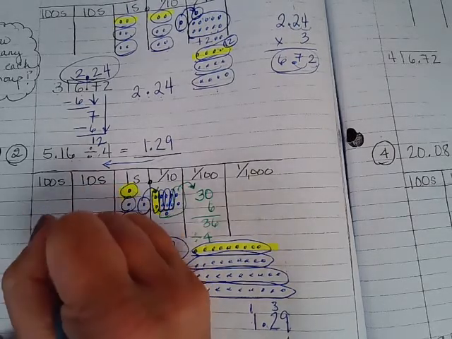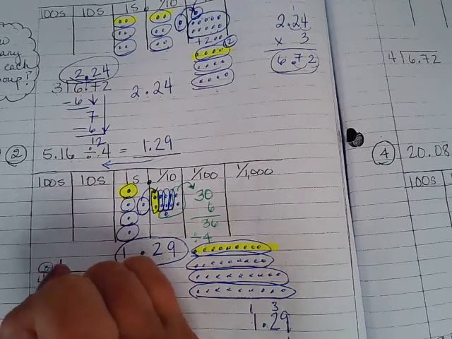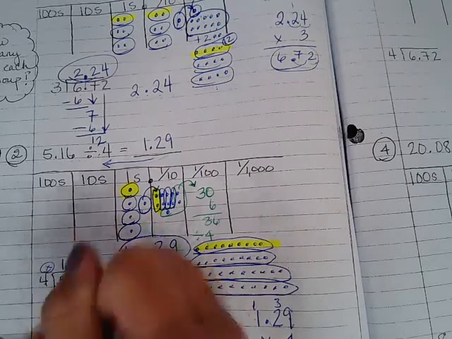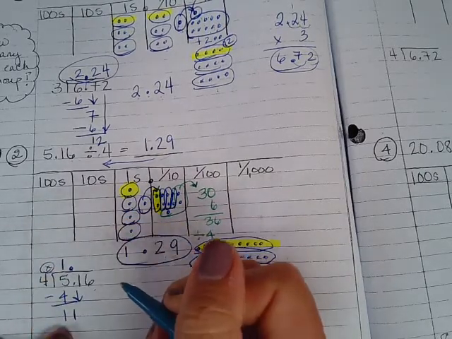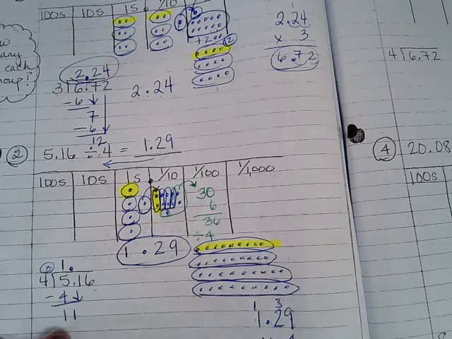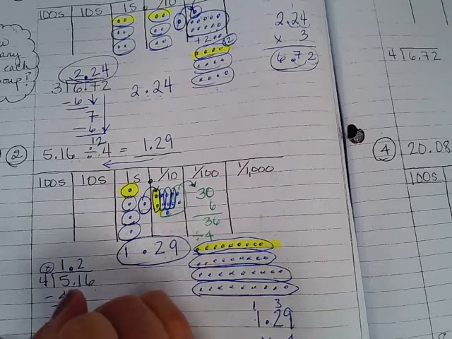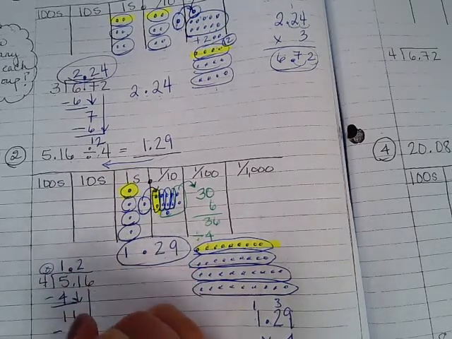4 goes into 5 one time. 1 times 4 is 4. Subtract, bring down the 1. Now I'm going to put that decimal up there immediately so I don't forget about it. 4 goes into 11 how many times? 2 times. 2 times 4 is 8. Here is 3. Bring down the 3.